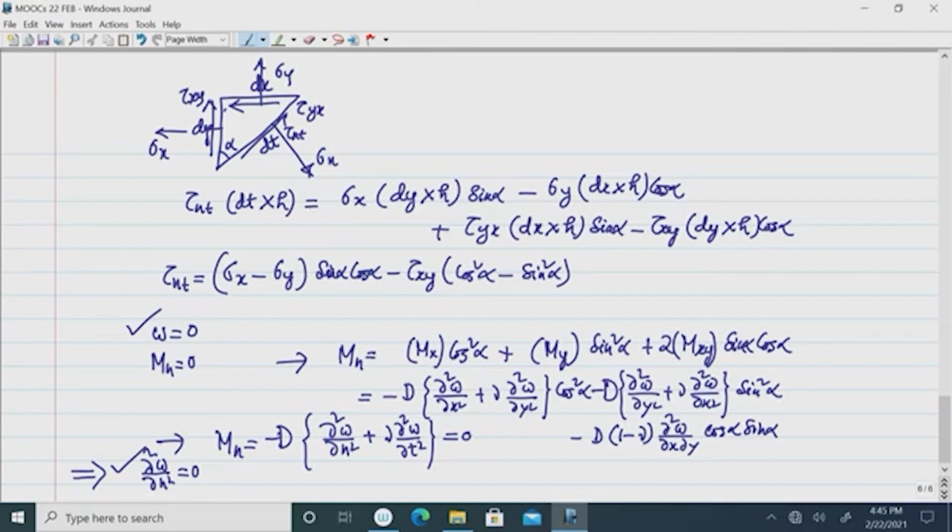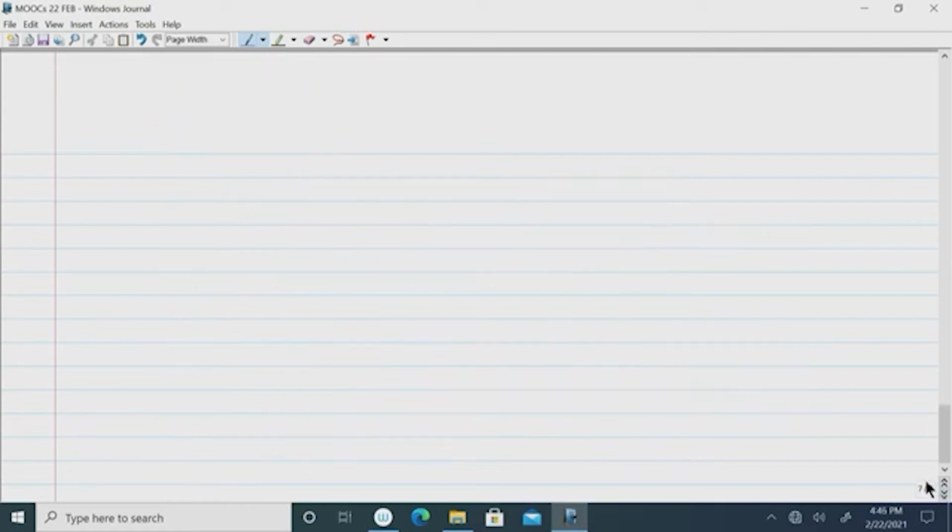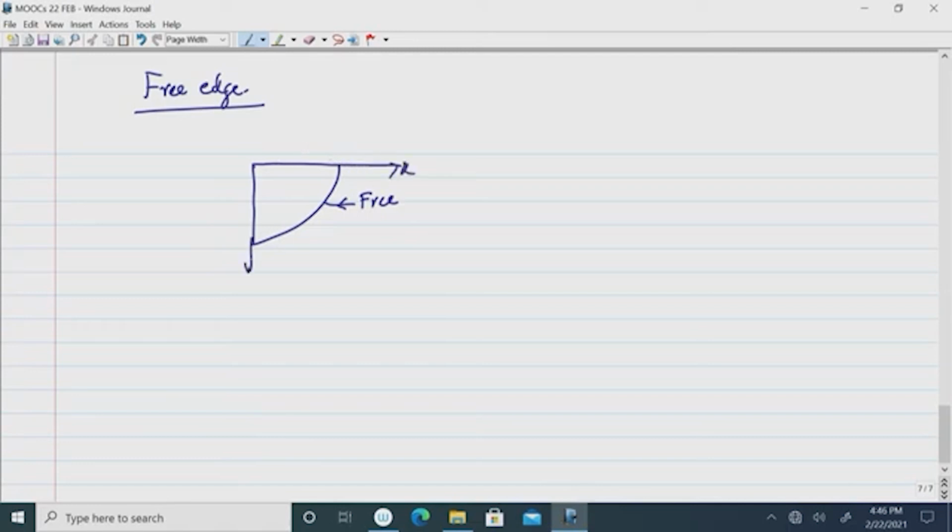Okay. Now, when we come to the free edge, then difficulty arises. Now, let us see the curvilinear free edge. Okay. Curvilinear free edge has different complications, because of the fact that at the free edge the bending moment is 0. Okay. So, this edge is free and say this is my x axis and this is y axis.